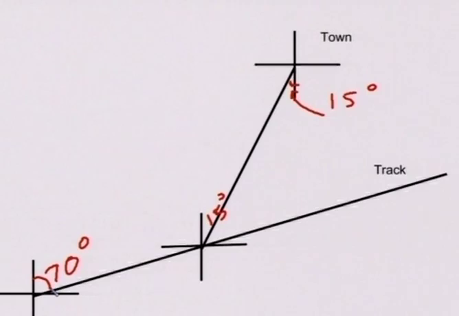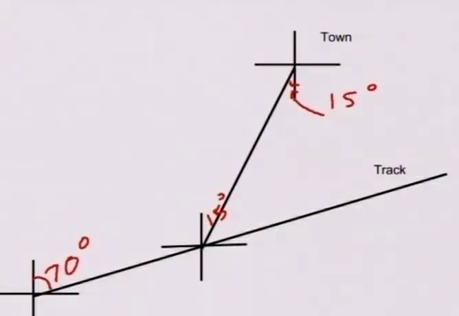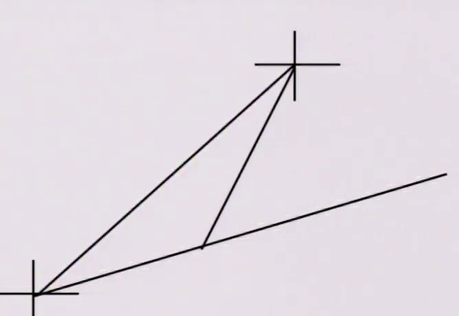So going back to the problem a little bit here. It says from an arbitrary point on the track 2 miles from town, the town is at a bearing of north 30 degrees east. So I'm going to take my thing and say, all right, let's see what else I've got here. An arbitrary point on the track 2 miles from town, north 30 degrees to the town.